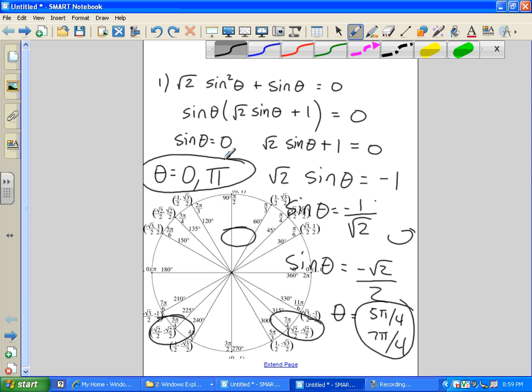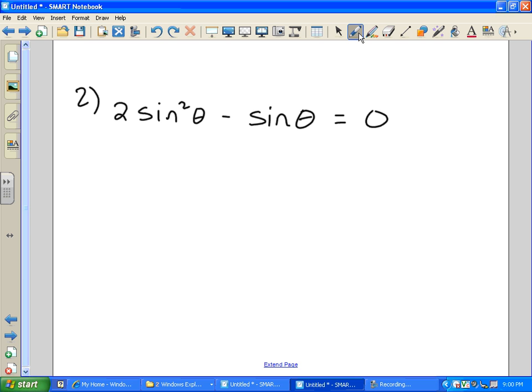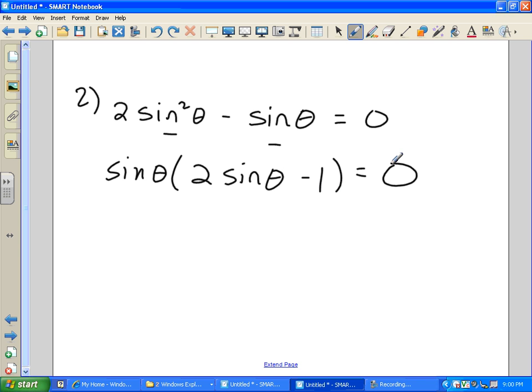Okay, now the next one is real similar. It wasn't actually as difficult. So let's see, the same idea. It's a quadratic form, and they have a common factor of a sine, so we can factor out a sine. We're going to get sine theta times, and that will leave me with 2 sine theta minus 1. Now using the zero product rule again, both of these factors could be 0. So we'll get sine to be 0, and 2 sine theta minus 1 equals 0.